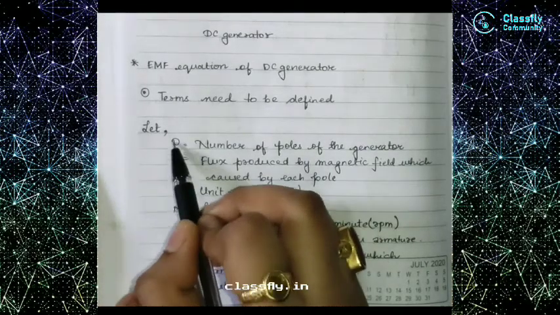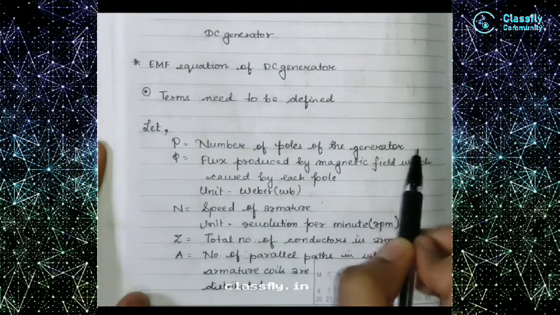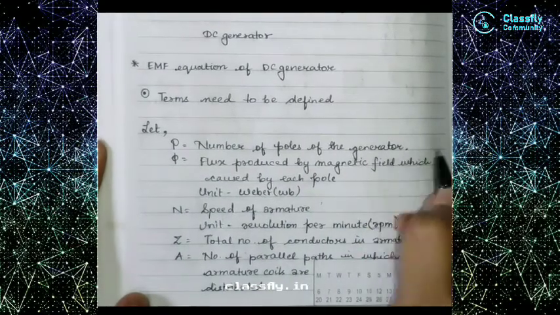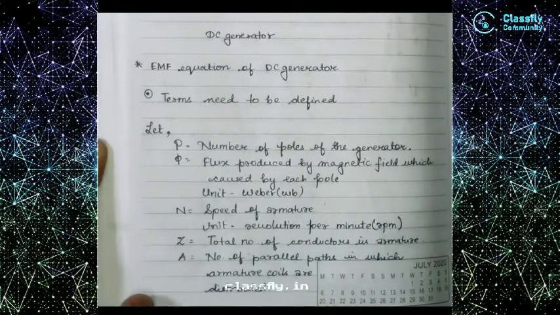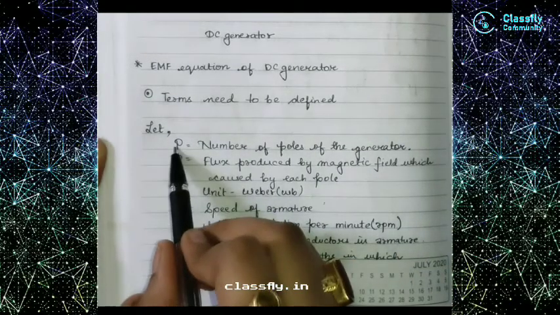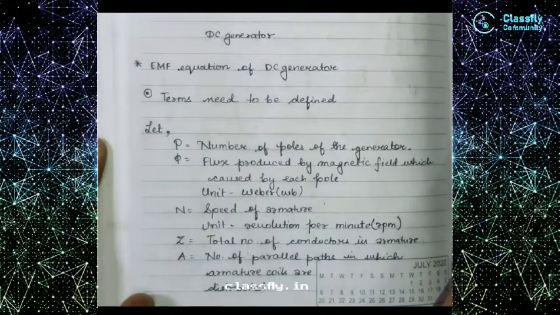There will be a P, which will denote the number of poles of the generator. I told you there are two stator magnets which will be of opposite polarity. So these two poles will be represented as P. So these are the number of poles of the generator.